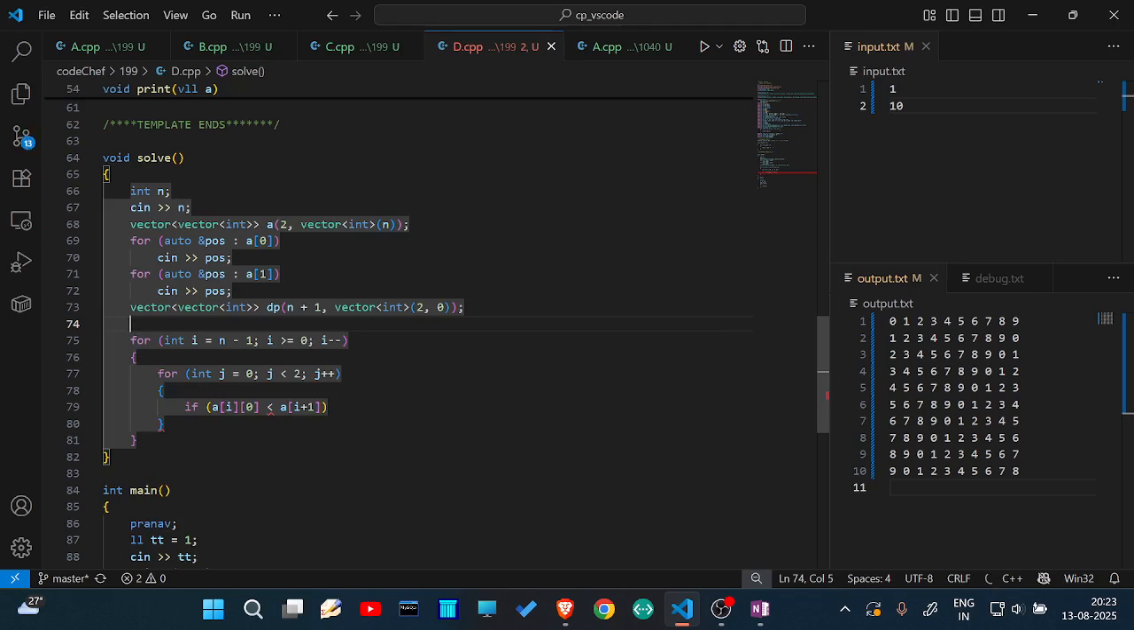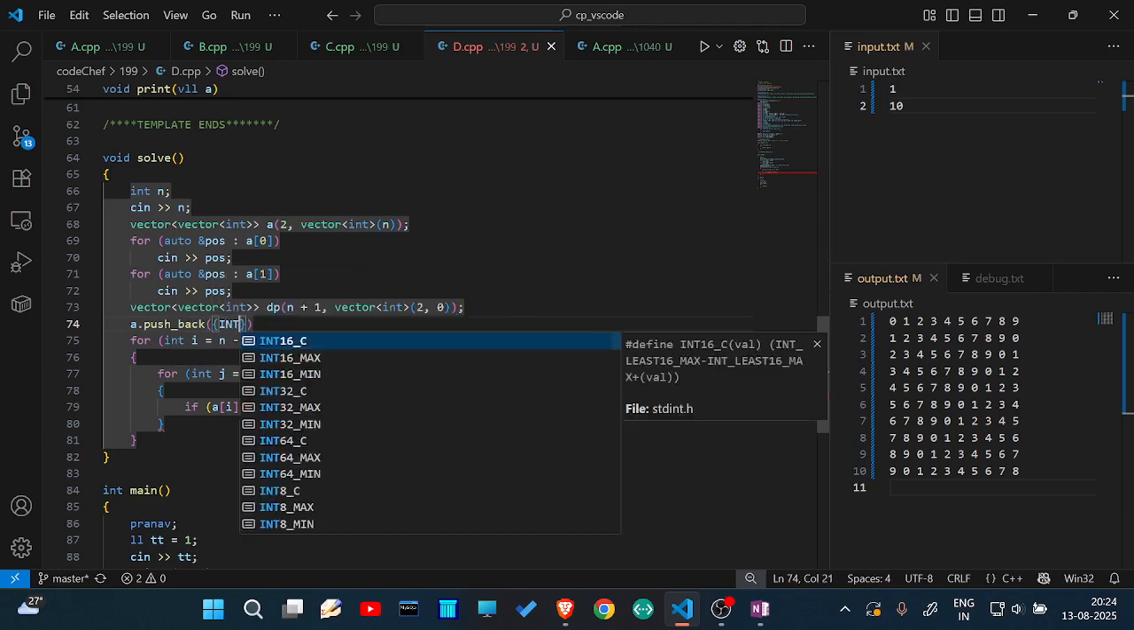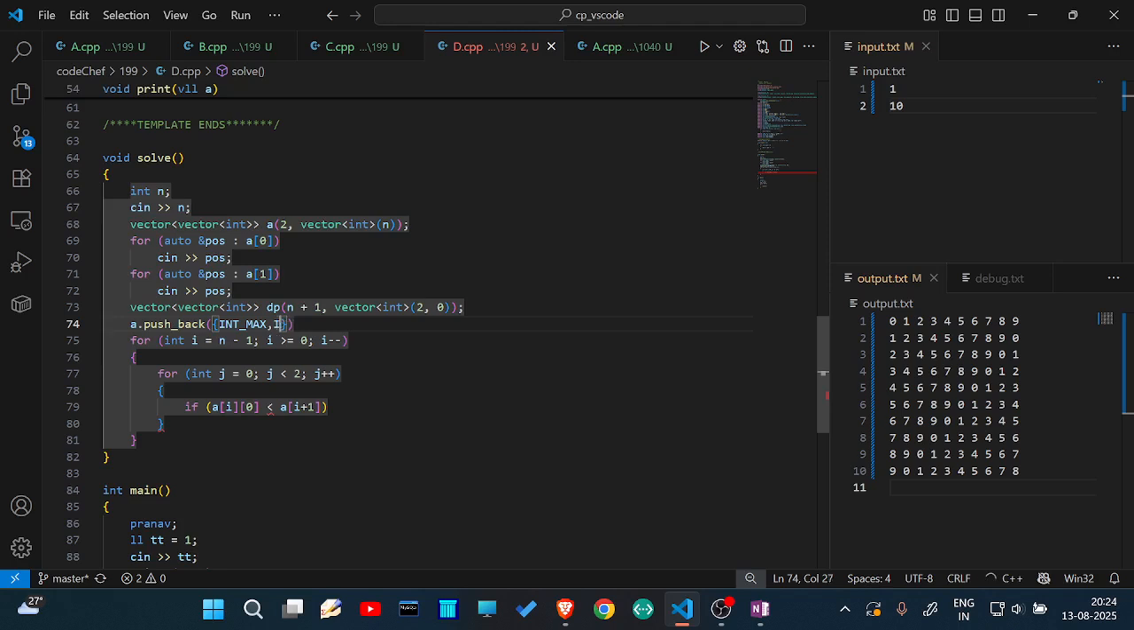So a dot push back. Oh, okay, I can push back int comma int max, I guess that should work. A of I is greater than a of I plus 1, comma, possibility. So dp of I comma 0 would be max.